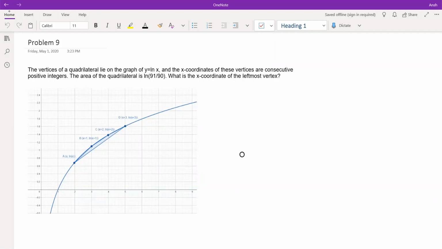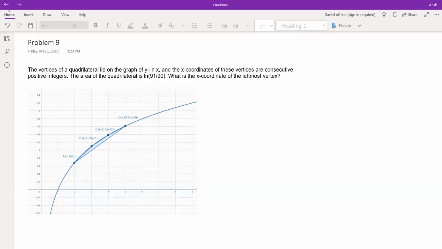So it tells us that the area of the quadrilateral is ln 91/90. And it asks us for the x-coordinate of the leftmost vertex, which is telling us to ask for the smallest of the 4 consecutive numbers. So since we're trying to find the coordinate of the leftmost vertex, we'll call that x.